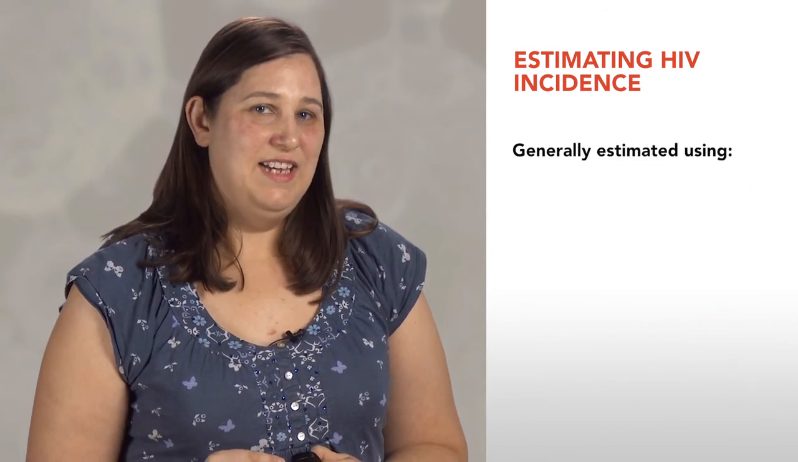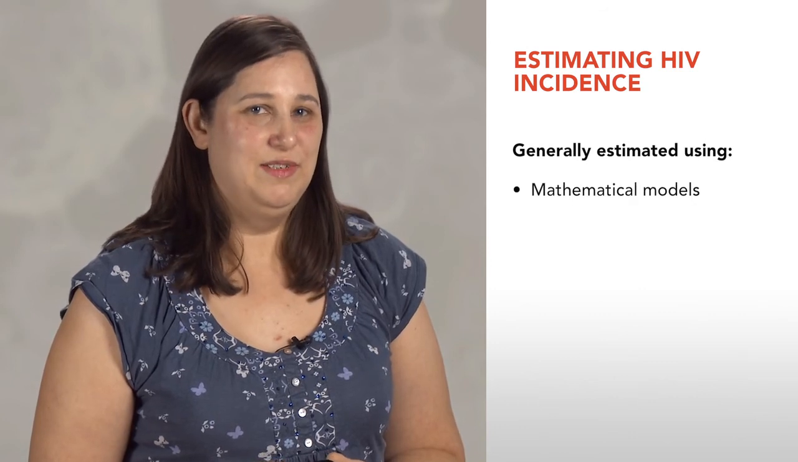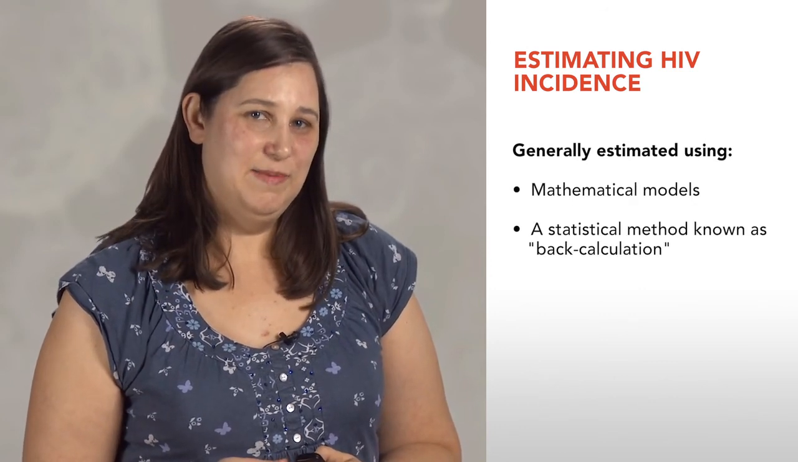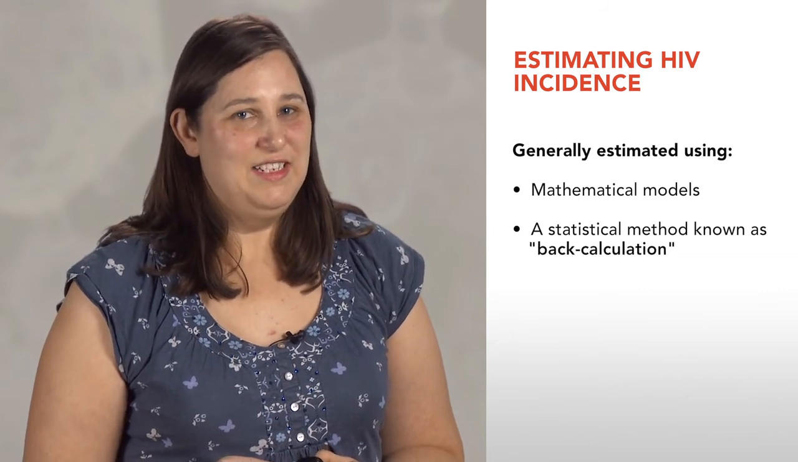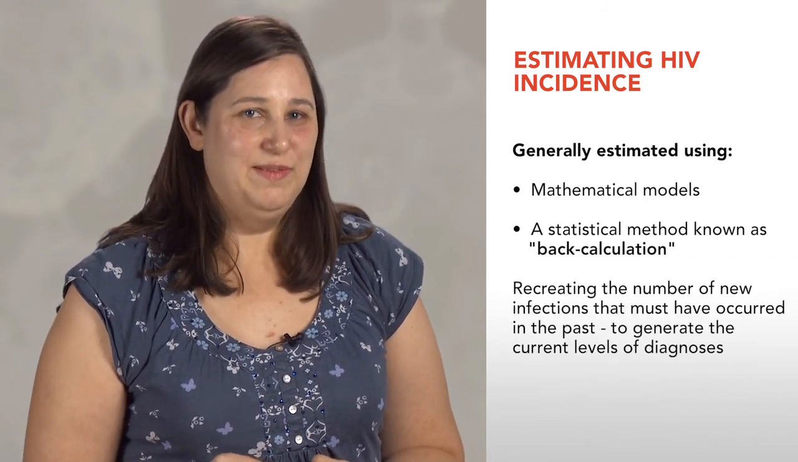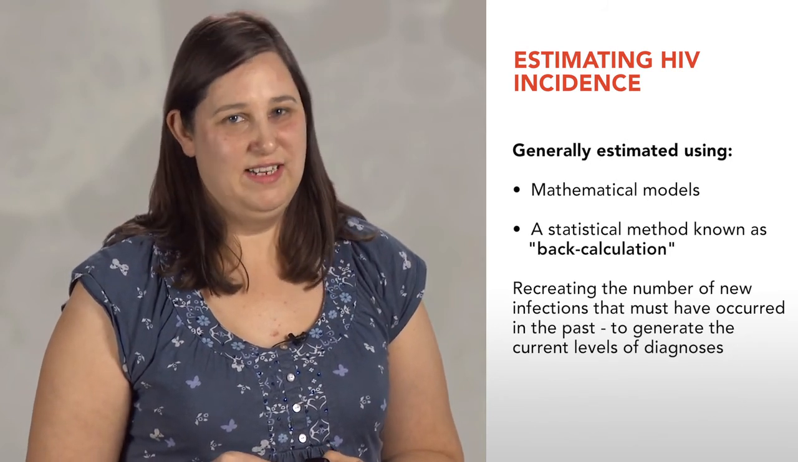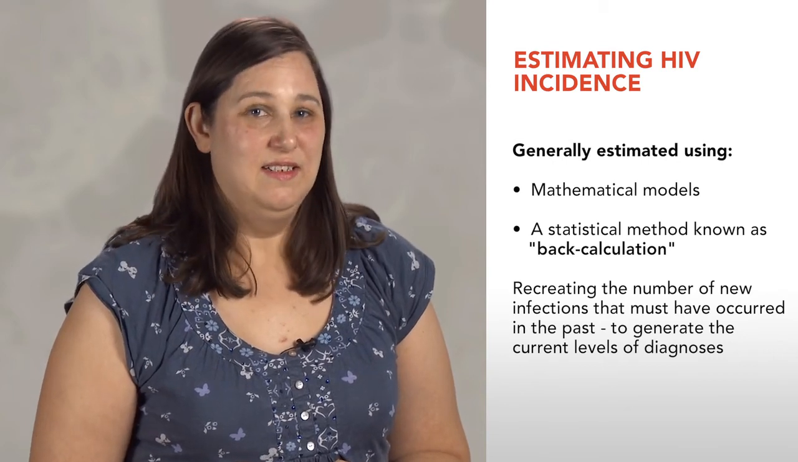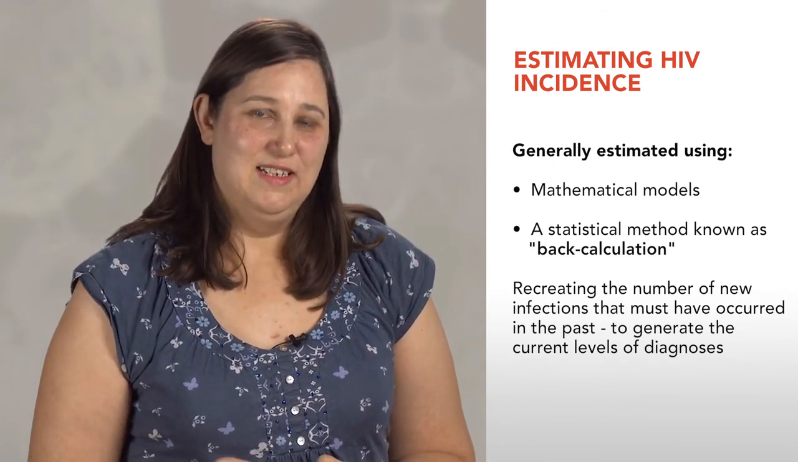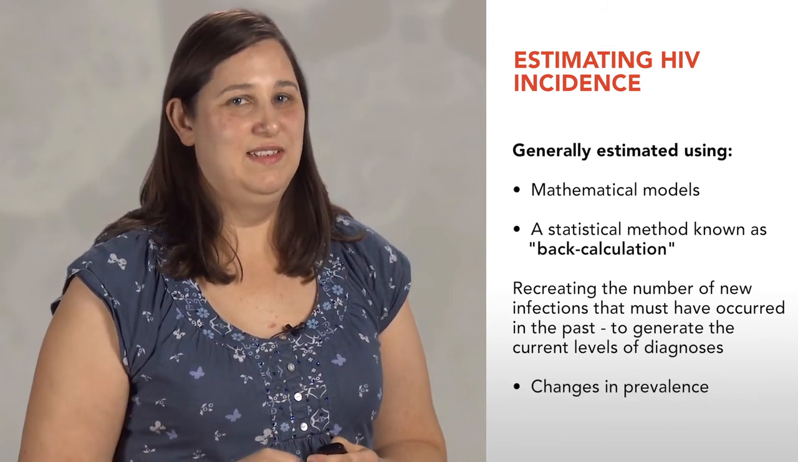As a result, HIV incidence rates are generally estimated using either mathematical models or using a statistical method known as back calculation. Back calculation works by recreating the number of new infections that must have occurred in the past to generate the current levels of diagnoses. In some instances, where a population is fixed, it may also be possible to estimate incidence through changes in the prevalence over time.